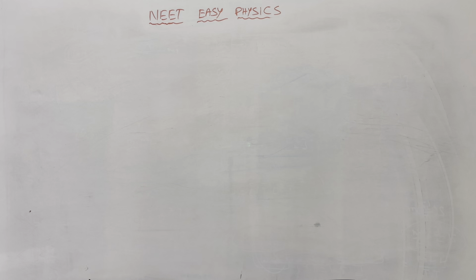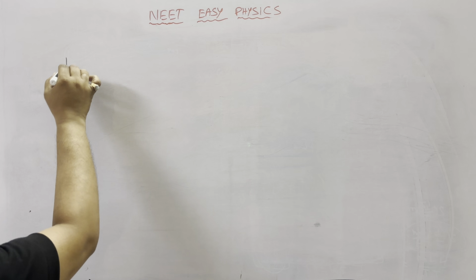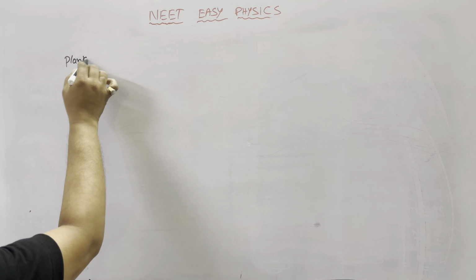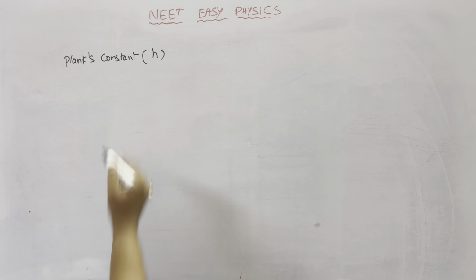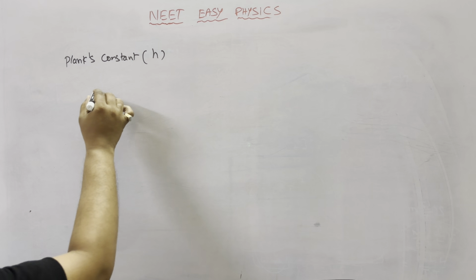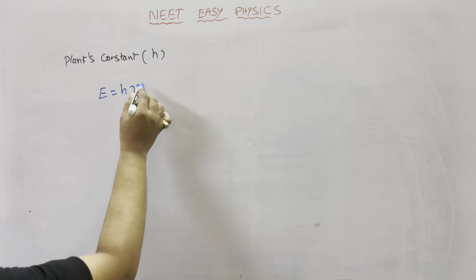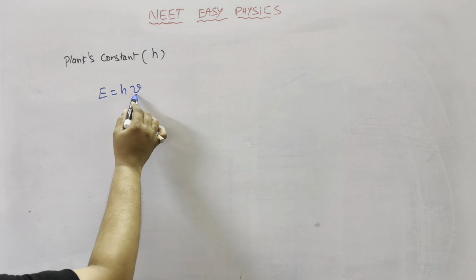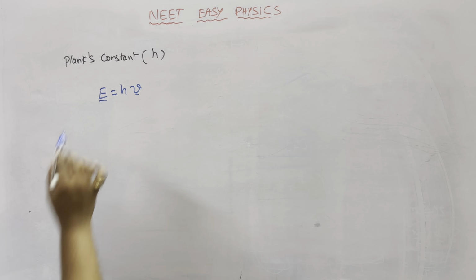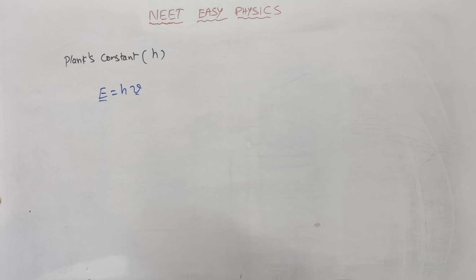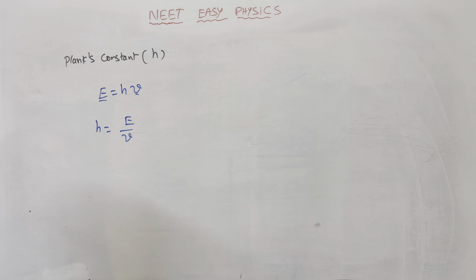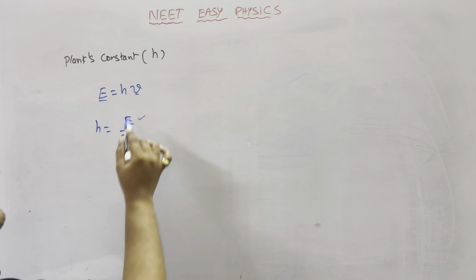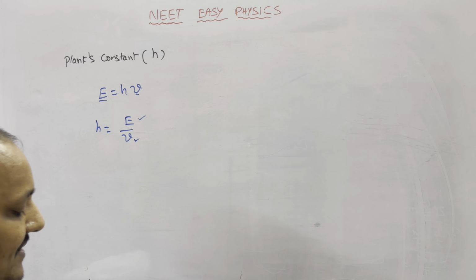Next, Planck's constant. What is the dimension formula of Planck's constant if they ask? For that, you should know the equation. Everyone knows E is equal to h mu, where mu is frequency and E is energy, isn't it? So then h is equal to E by mu. Now you should know the energy dimension formula and the frequency dimension formula.